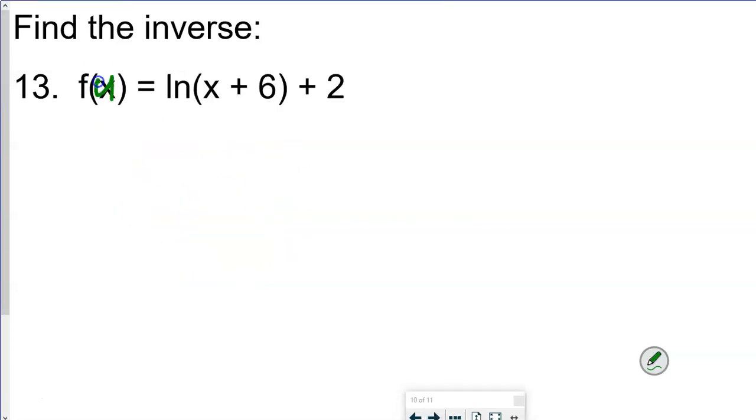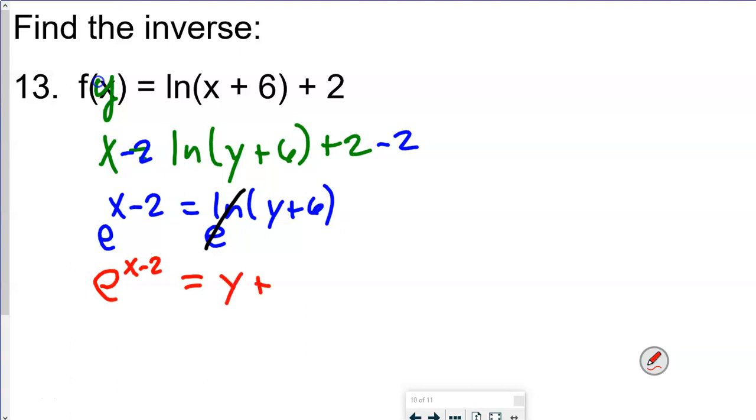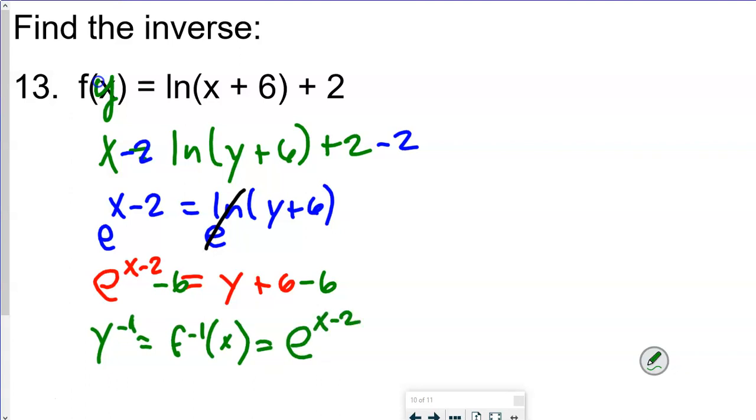Same thing with the next one. So this would have been y. So this is going to be x equals ln of y plus 6, plus 2. So we're going to subtract 2 from both sides. That's x minus 2 equals ln of y plus 6. We're going to use our e again to get rid of that ln. So we do e there and e here. So now our ln is gone, so we are left with e to the x minus 2 equals y plus 6. So that means we need to subtract 6 from both sides. So when we're talking about our inverse of y, which we could write like that, y to the negative 1, or f to the negative 1 of x, that's going to be e to the x minus 2, minus 6.